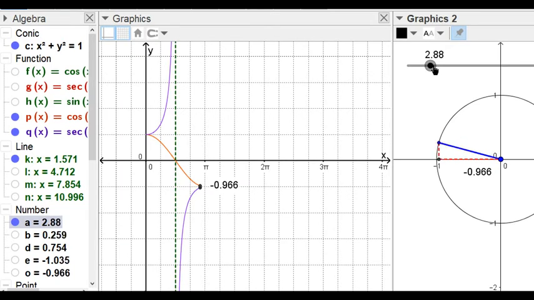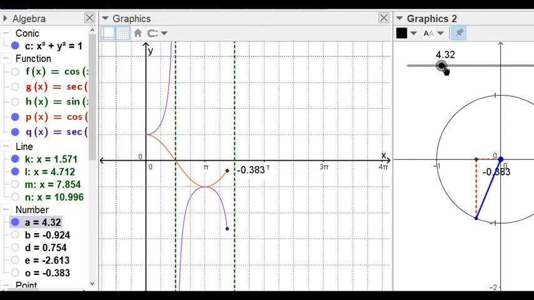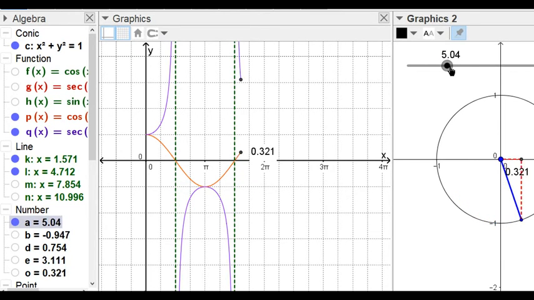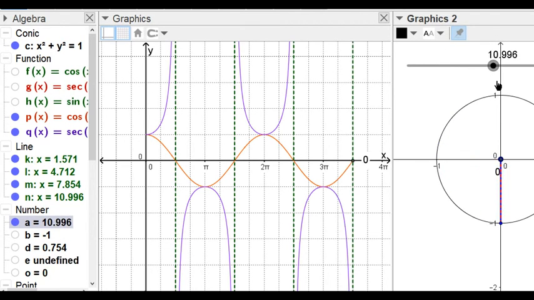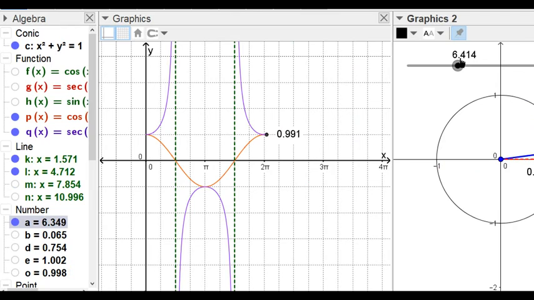Okay, so they meet at -1 at pi. We know that from the parent graph of cosine. And then cosine goes back to 0, so look, it approaches the asymptote. And then they meet at 1, asymptote, meet at -1, asymptote. So there's what secant looks like. I'm going to go back to 2 pi. That's 1 full cycle of secant.